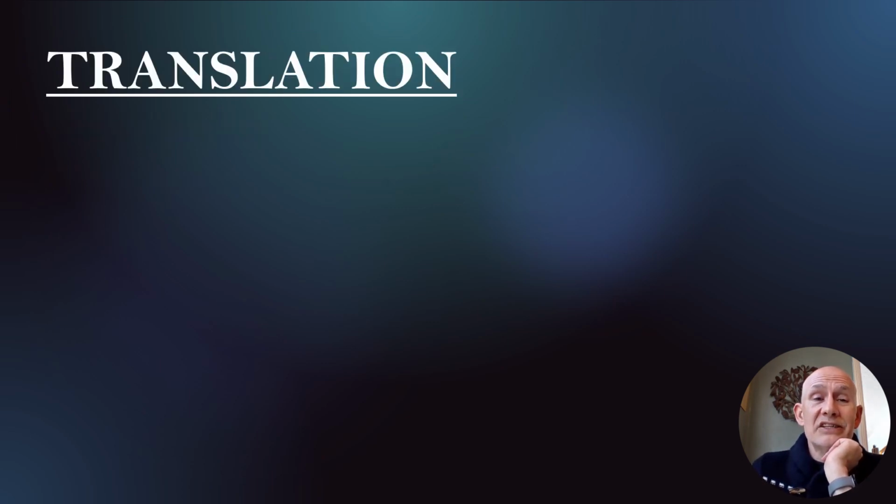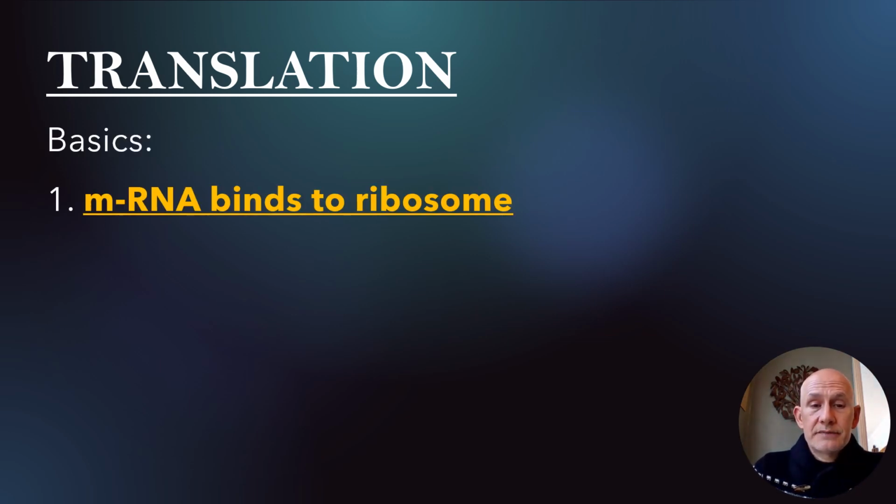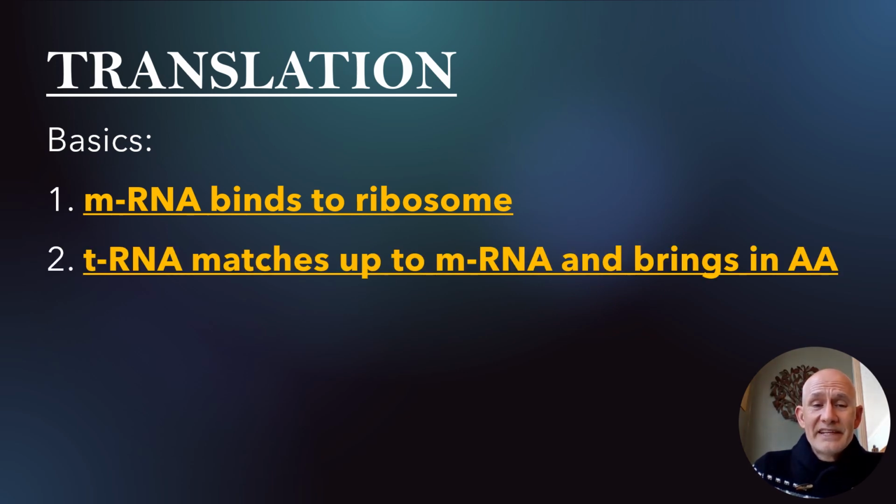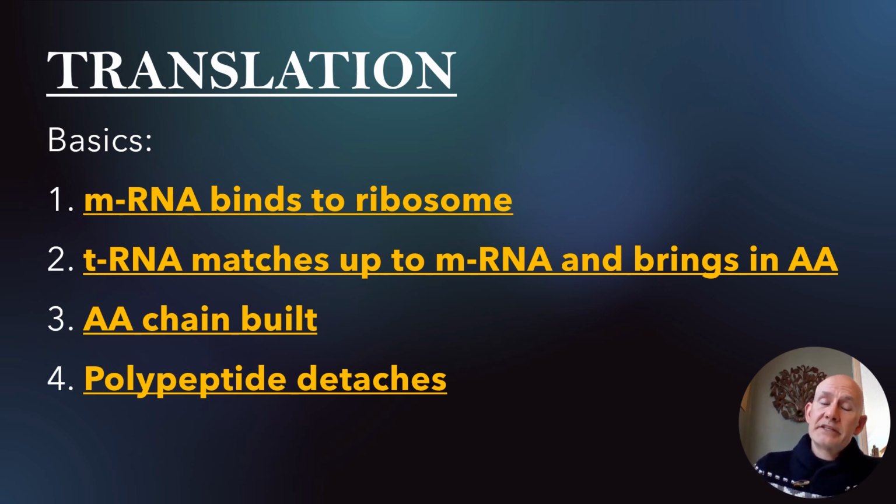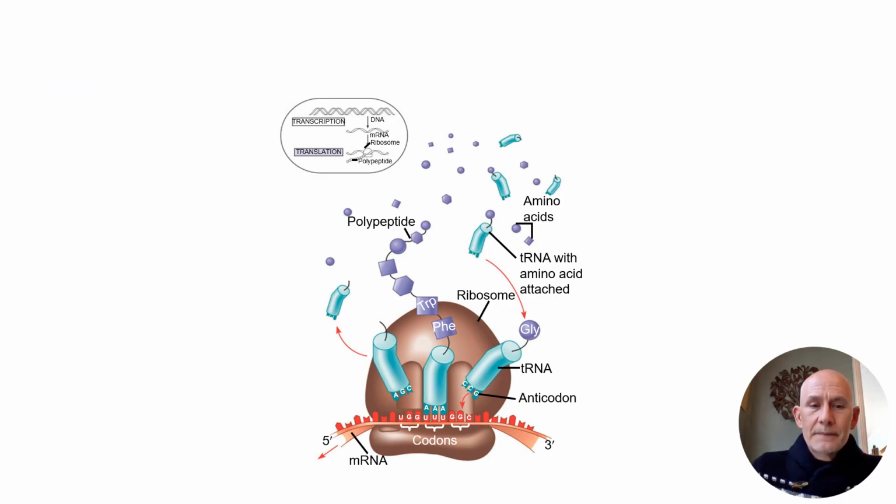All right, translation is really where we are building the protein. So this is going to require our final mRNA. And it's going to require the tRNAs with the amino acids that are attached. So your basics, mRNA attaches to the small subunit of the ribosome. tRNAs match up to the mRNA and bring in the amino acids, and then it builds the amino acid chain. And then the polypeptide detaches. It is not that simple, but it's also not super hard to understand. It is this picture, so if you can memorize what's going on in this picture, you understand the whole process.